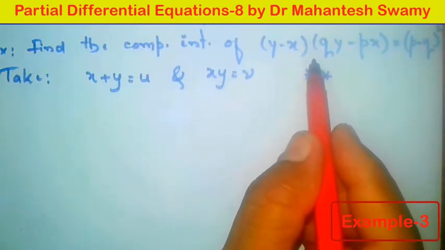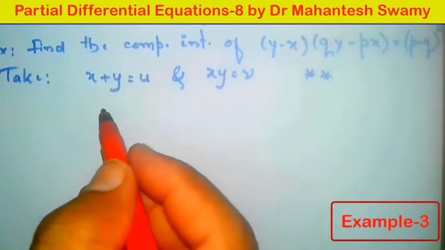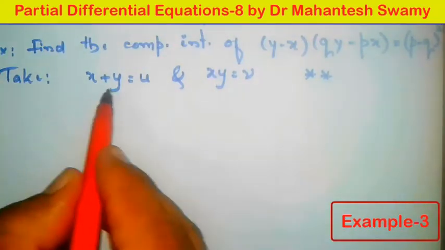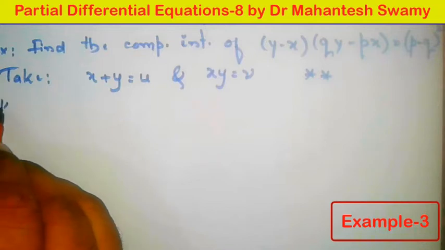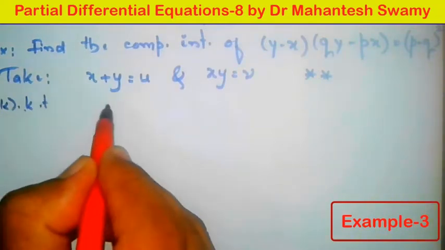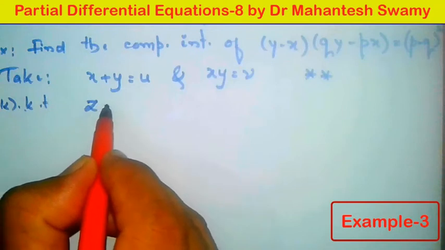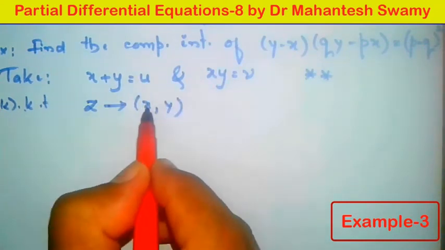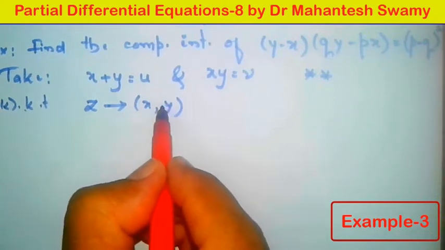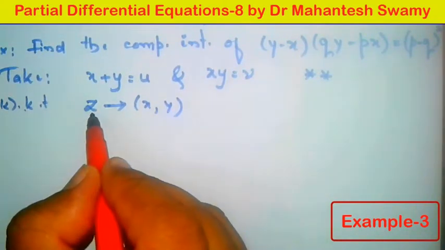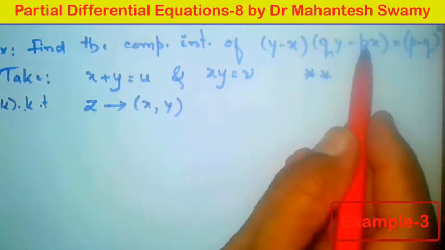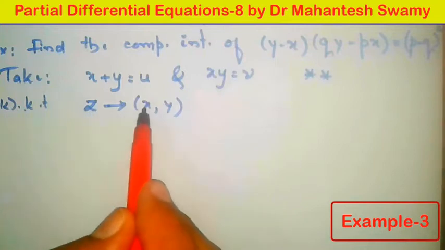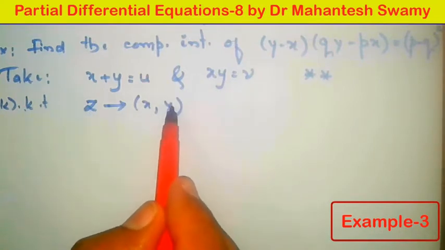So what we have to do here is first try to get the values of p and q. But before that, let us observe one important thing. We know that z is the dependent variable, and z depends on at least two independent variables, and in this case it depends on x and y, because we have the terms p and q. p stands for ∂z/∂x, q stands for ∂z/∂y. The meaning is that z is a function of two independent variables x and y.